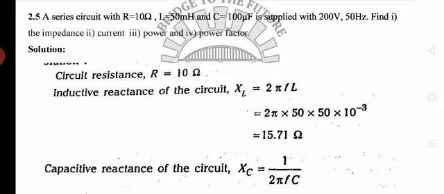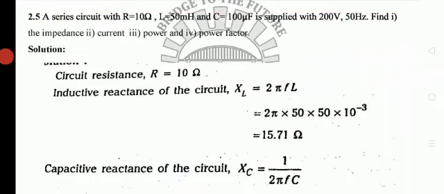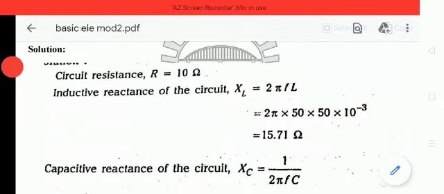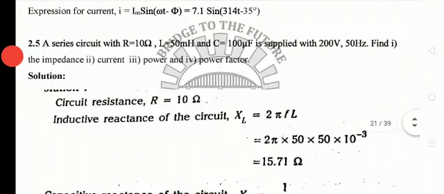Okay, next problem. A series circuit with R equal to 10 ohm, L equal to 50 millihenry, C equal to 100 microfarad is supplied with 200 volt, 50 hertz. Okay, what you note here, which type of circuit is it?